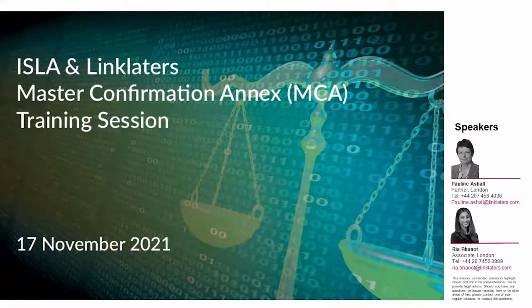Now, while the form of confirm at the back of the MCA is quite lengthy, by the time the provisions that aren't relevant to the particular transaction have been removed, as well as all the drafting notes, the actual confirmation for the transaction should be much shorter. So it shouldn't end up being a daunting, 15-page document.